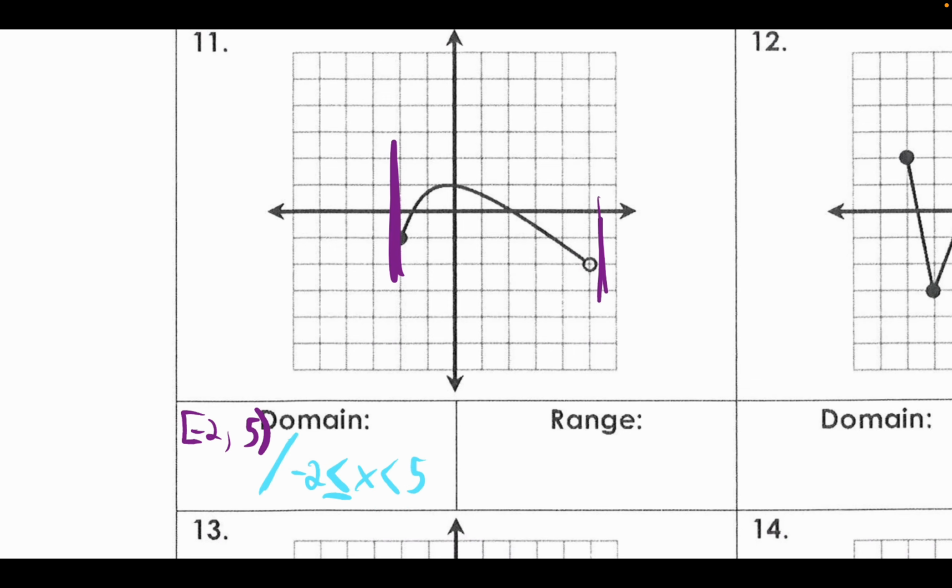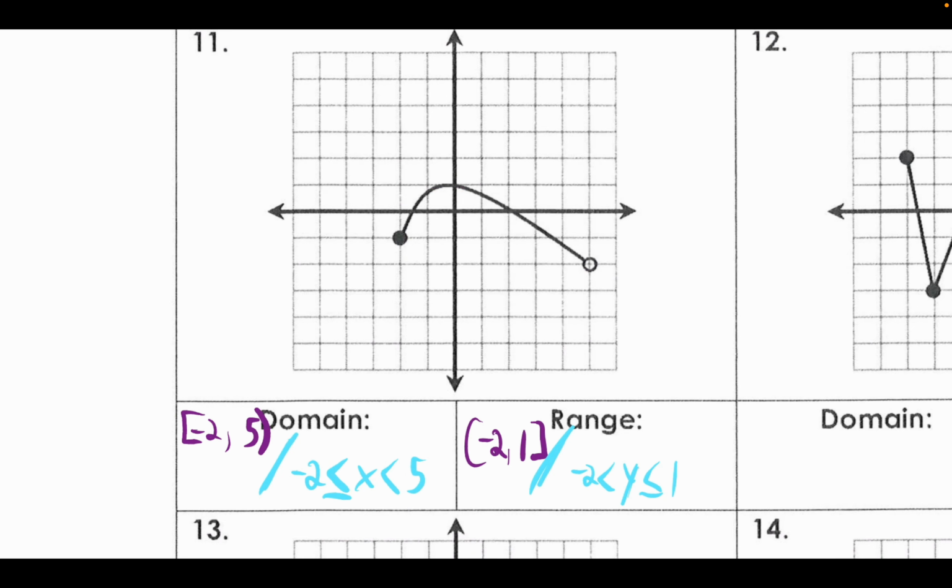Now, in dealing with the range, we're talking about the low to the high. So the lowest point is here, and the highest point is here. So the lowest point is -2, the highest point is 1. -2 is an open circle, so it's a parenthesis, 1 is not an open circle, so it's a bracket. You could also write it as -2 is less than, not less than or equal to, y, which is less than or equal to 1.